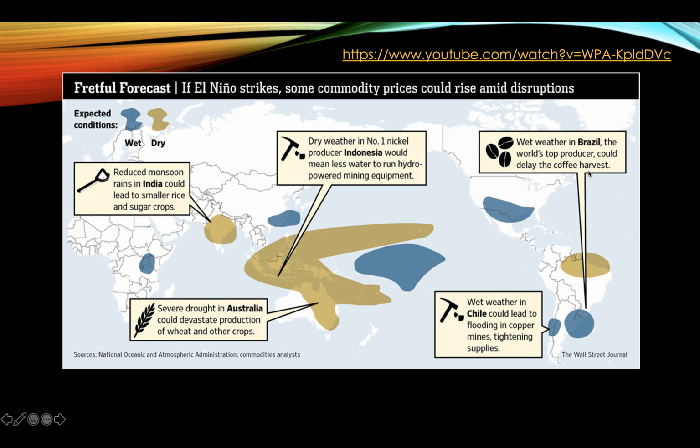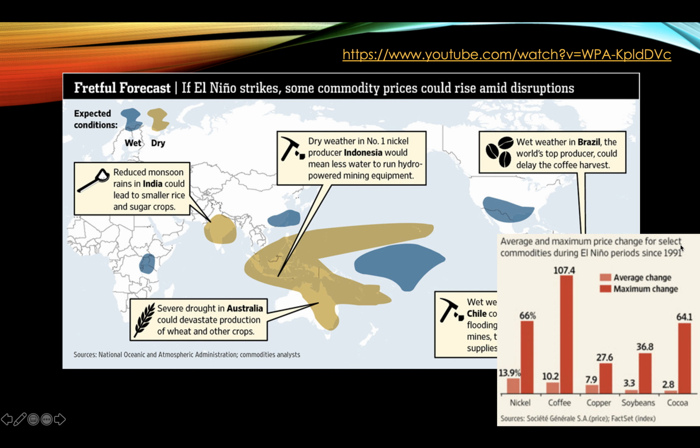That could delay the coffee harvest. That would just be awful, right? Wet weather in Chile could lead to flooding, right? And copper mines tightening supplies. Drought in Australia could devastate production of wheat and other crops, lead to fires. Right? Reduced monsoon rains in India could lead to smaller rice and sugar crops. So it affects the whole world. It is a very far-reaching effect.